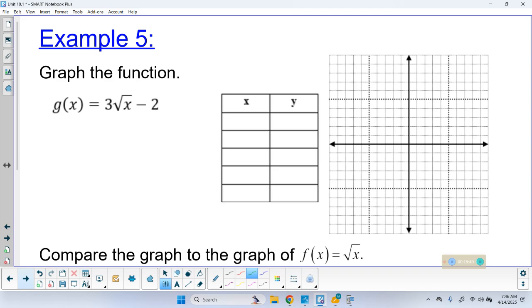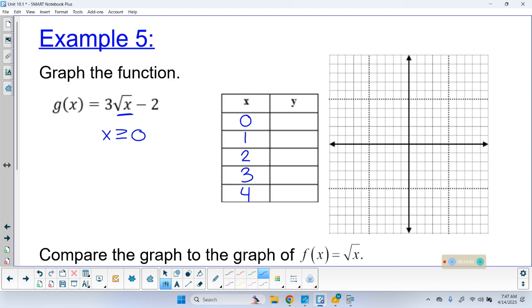Our next one, again, we are going to graph the function 3 square root of x minus 2. So this one's a little bit more tricky. Again, you have to find your domain first. If you look at your square root, it is only x that is underneath it. So that has to be greater than or equal to 0, which means we'll start with 0 and then 1, 2, 3, and 4. Okay?